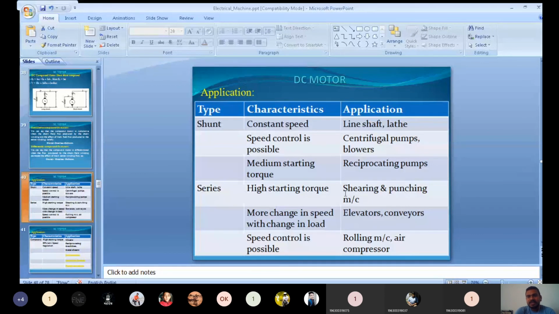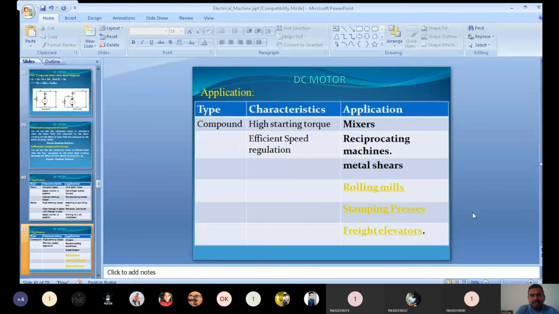Which are the applications? Shearing and punching machines, elevators, conveyors, rolling machines and air compressor. So this DC series motor is applicable to places where more starting torque or high starting torque is required, and it is applicable to shearing and punching machines, elevators, conveyors, rolling machines and air compressors.